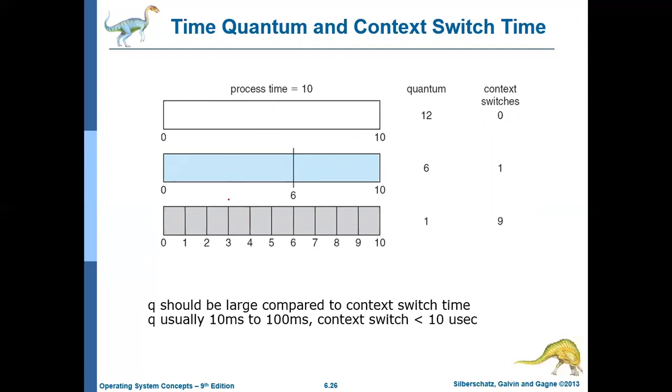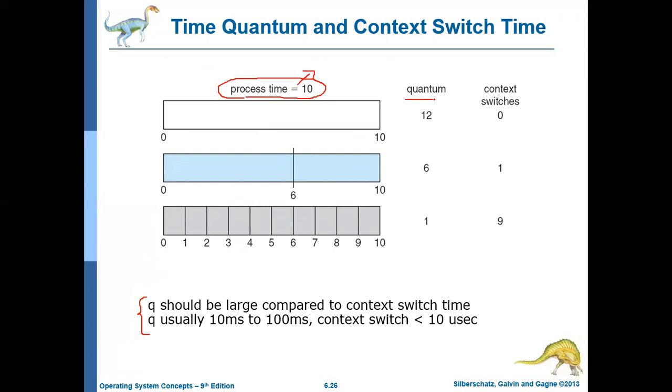As we already discussed, selecting an appropriate value of Q, that is the time quantum, how much it should be, is very crucial in the round robin scheduling algorithm. Let us discuss that with an example. Assume the ready queue contains only one process, and that process needs 10 milliseconds of CPU burst to execute.